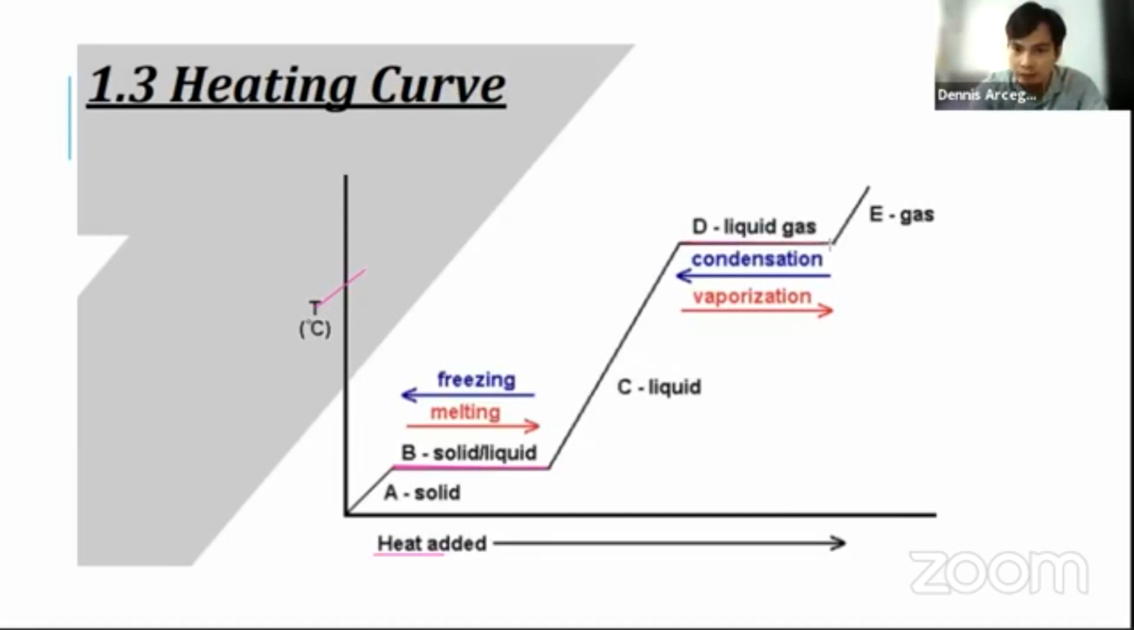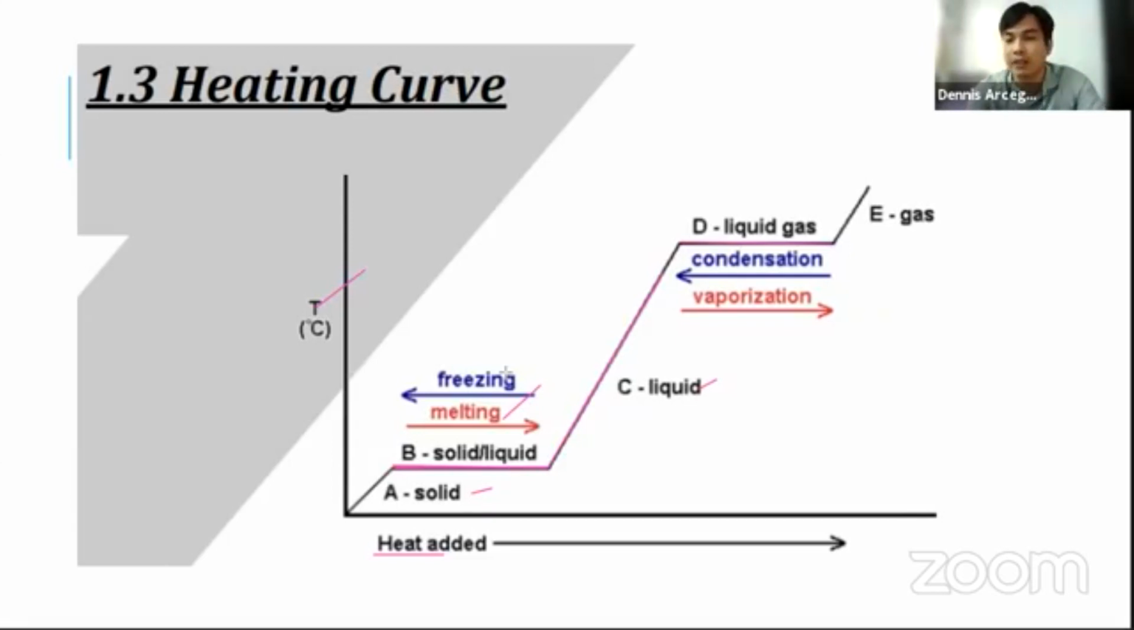Also, during condensation and vaporization, the temperature is constant. It can only change the temperature, for example, for melting, if all the solid turns to liquid. So if all the solid turns to liquid, that will be the time when the temperature will increase. But during melting and vaporization or condensation and freezing, the temperature is constant.